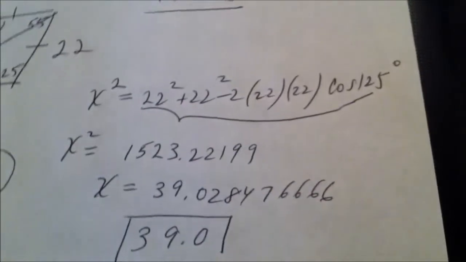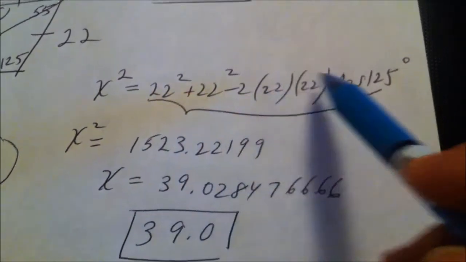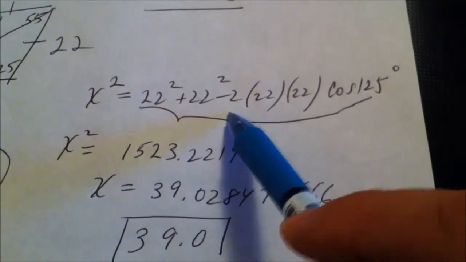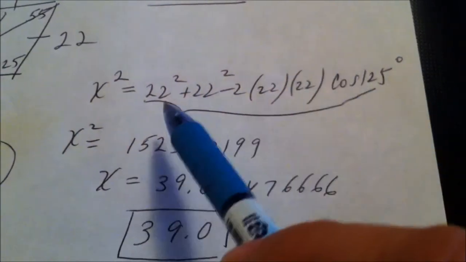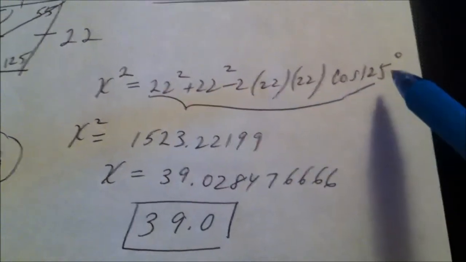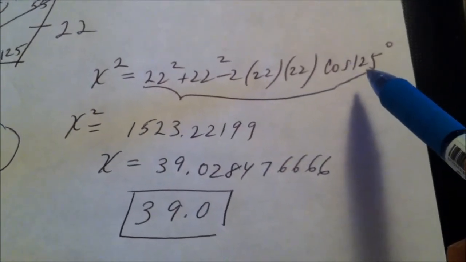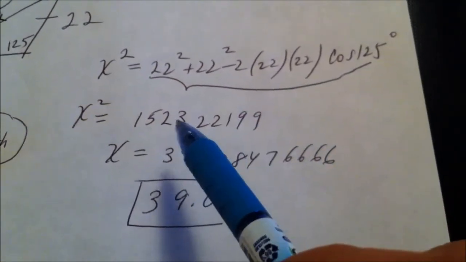So we have here the setup, and it's going to be x squared equals all of this: 22 squared plus 22 squared minus 2 times 22 times 22 times the cosine of 125. No embedded variables, so you type this into the calculator in one shot. Typing it in pieces is completely unnecessary, and you might make an error, which sometimes we do, and that would be a silly way to lose a credit, right?